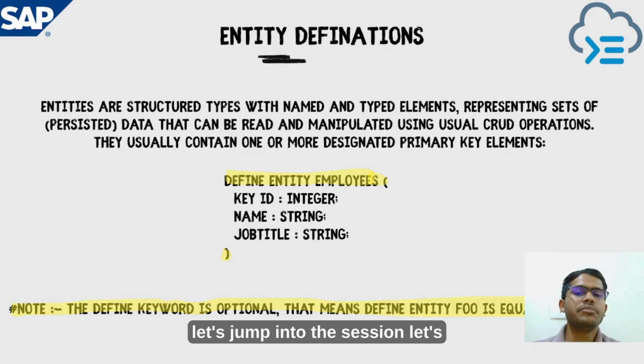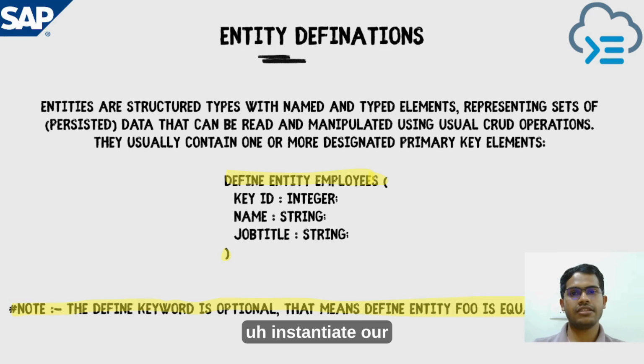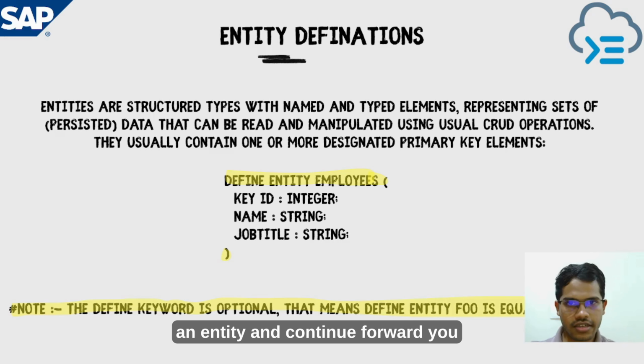So let's jump into the system and see how we can instantiate our BAS, and then create an entity and continue forward.